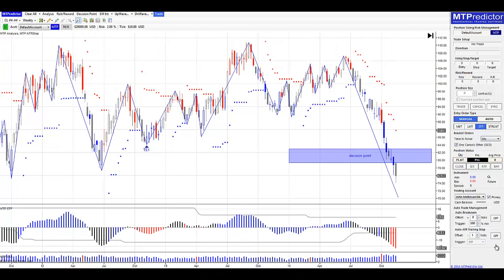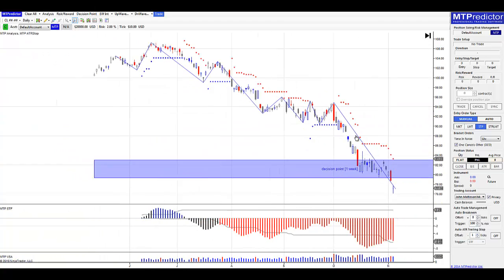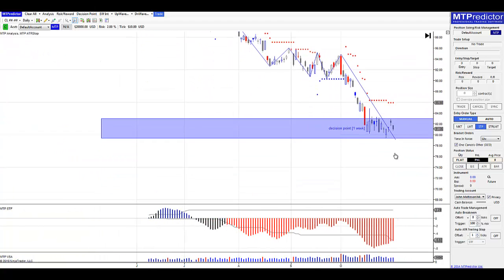Alright, so sure enough, price does begin to go through the level. Now this is the weekly chart. This is our larger time frame. We'd want to go down to the daily chart to look for an entry. Let's go back here. So here's price. Again, here's our weekly decision point. It's on the chart, even though we're on the daily chart now. This is labeled so we know where it came from.